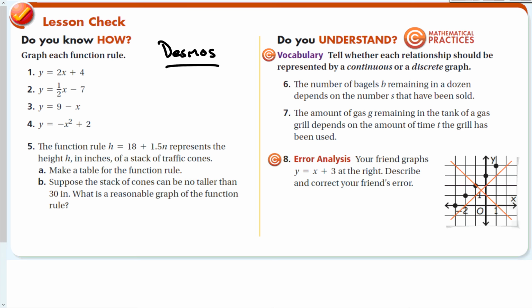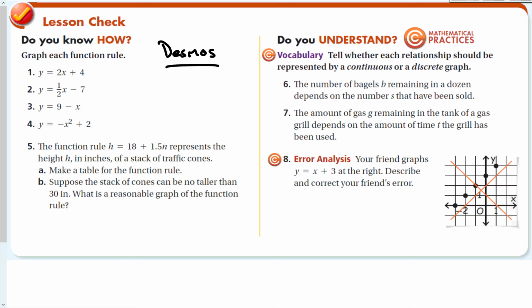Okay? So the function rule, 18 plus 1.5n represents the height h in inches of a stack of traffic cones. Make a table for the function. We can calculate all these different heights. Suppose a stack of cones is to be no taller than 30 inches. What is a reasonable graph for the function rule?